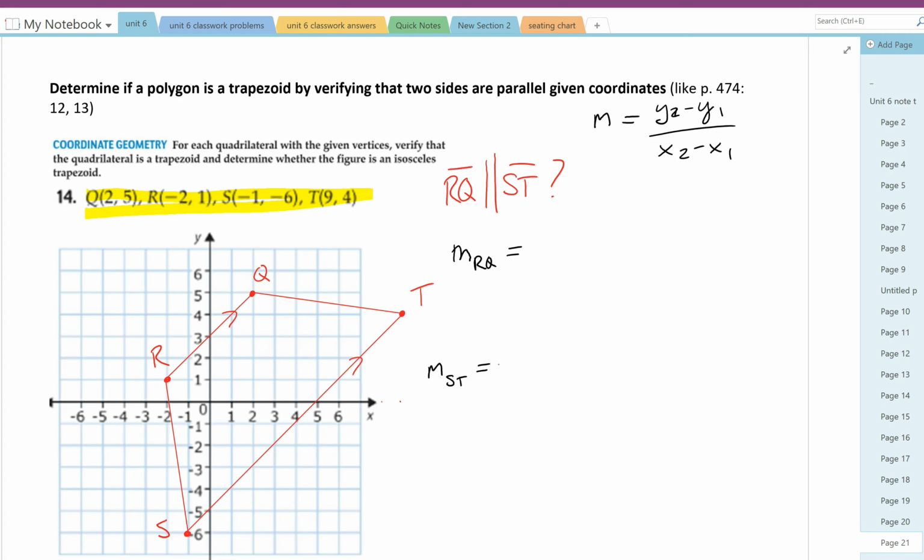All right, so RQ, here's x1, y1, x2, y2. So I'm going to have 5 minus 1 over 2 minus -2. 5 minus 1 is 4. 2 minus negative 2 becomes 2 plus 2, which is 4. So the slope of RQ is just 1. So I'm going to do the same thing for ST.